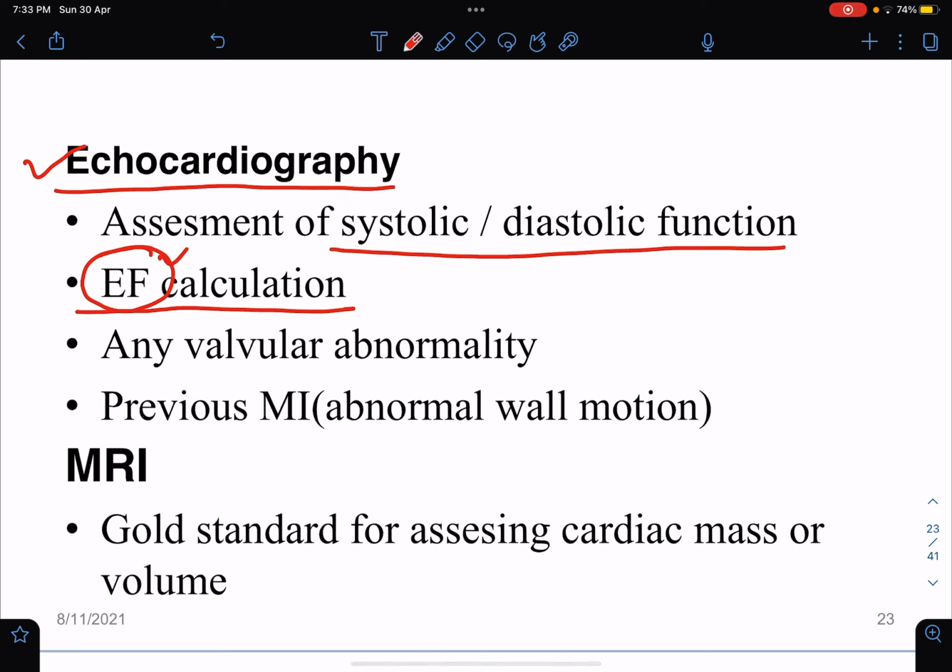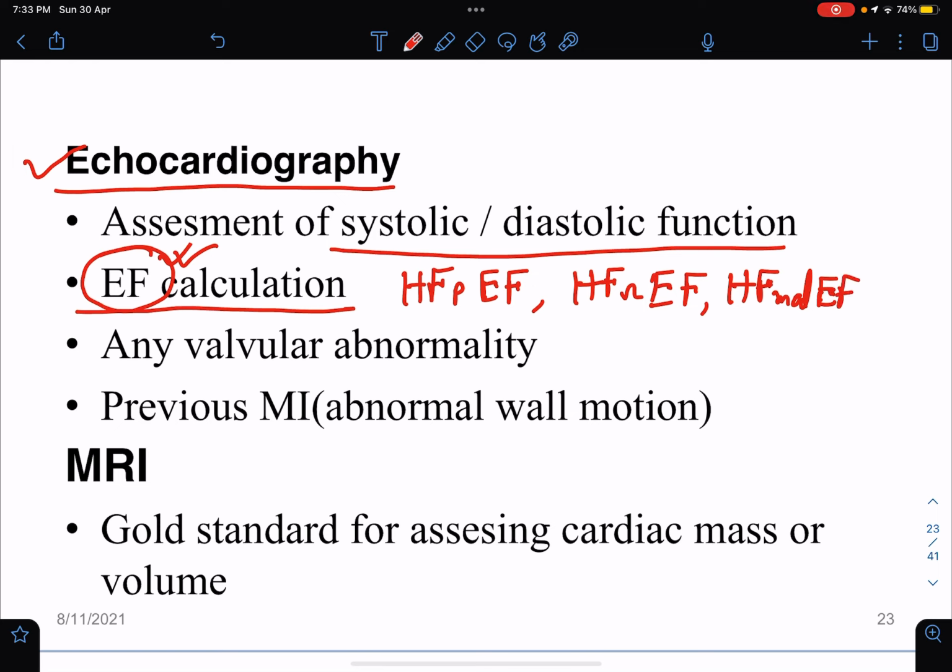And from the ejection fraction, we can categorize the patient as having heart failure with preserved ejection fraction, heart failure with reduced ejection fraction, and heart failure with moderately reduced ejection fraction. Okay, so these are the criteria. This is the importance of ejection fraction. And then whether any valvular abnormality is there or not, that we can find out, because valvular abnormality can also give rise to heart failure.